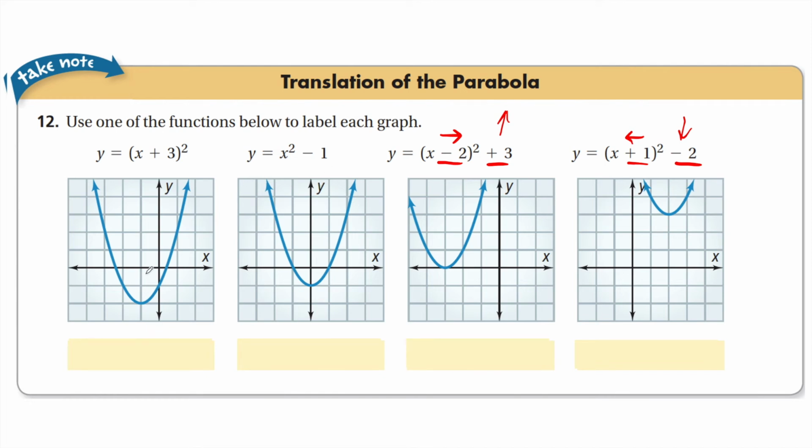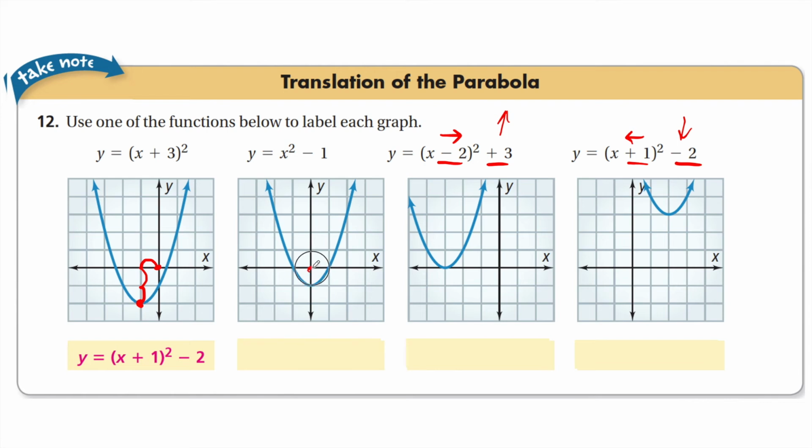So taking a look at this, we're going to start at the origin, and we notice that this vertex technically went to the left once, and then it proceeded to go down 1, 2. So which one shows going to the left once, and then down 2? Well, that's going to be y equals (x + 1) squared minus 2.